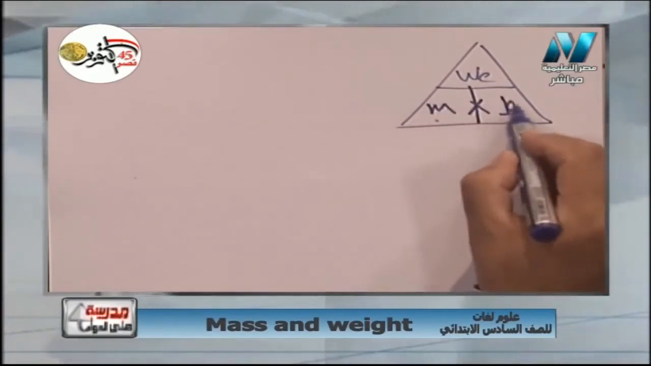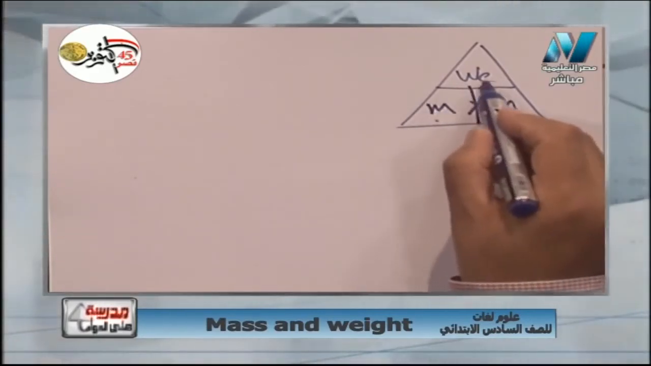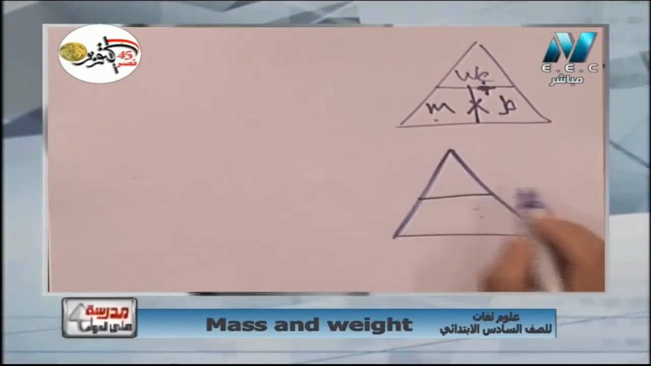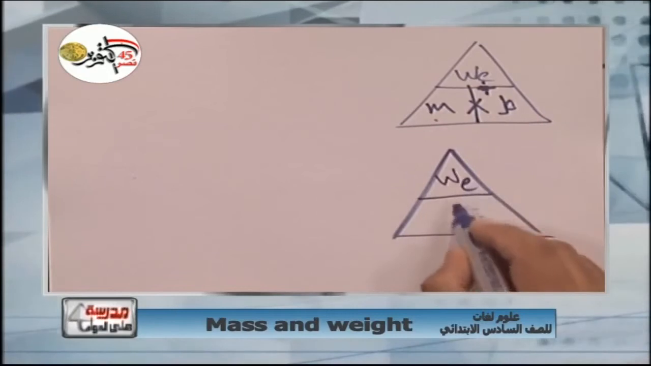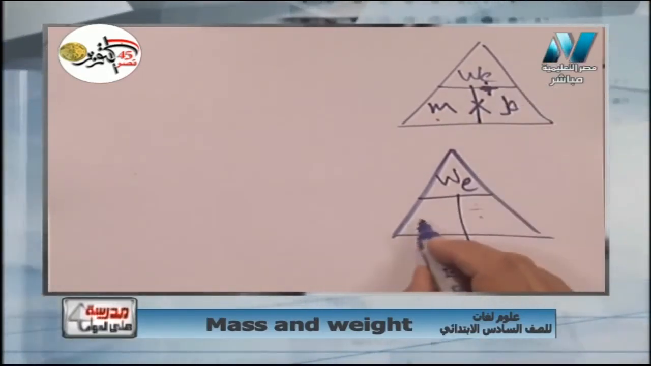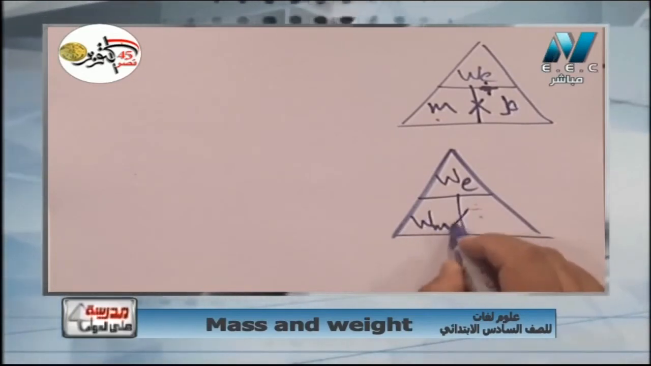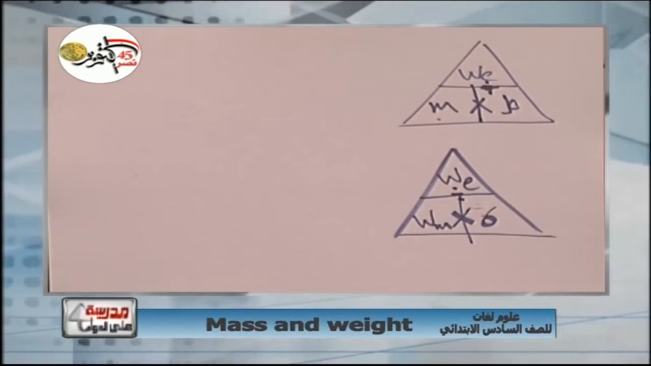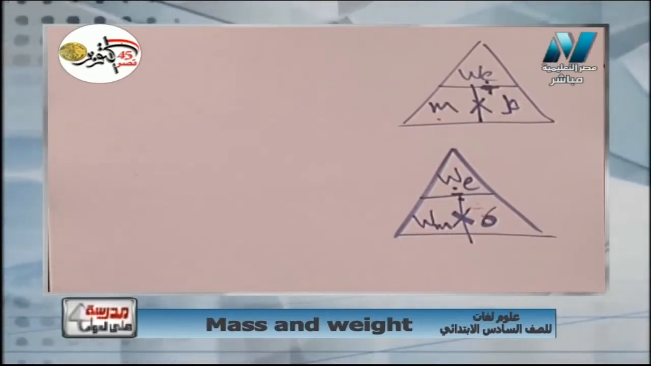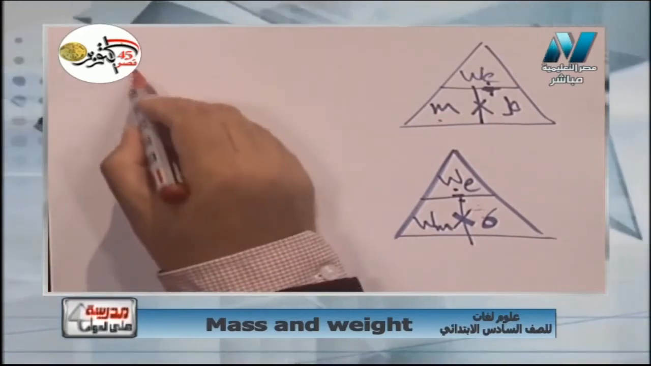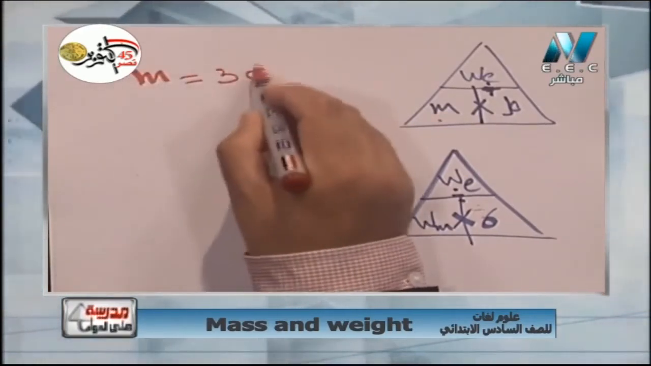Mass by 10, with the divide sign here. Okay? The second triangle, weight on the earth also. So the two triangles always have weight on the earth on top, so that nobody forgets or gets confused. Weight on the moon by 6, and also here this divide. So what do I have in this problem? I have only one piece of information: the mass equals 30 kilogram. So I can write mass equals 30 kilogram.